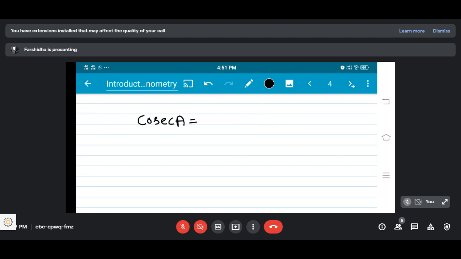Cosec A is equal to, we know cosec and sine are reciprocal to each other. So I can write cosec A is equal to 1 by sine A. So just now we got that sine A is equal to root of sec square A minus 1 divided by plus or minus sec A.